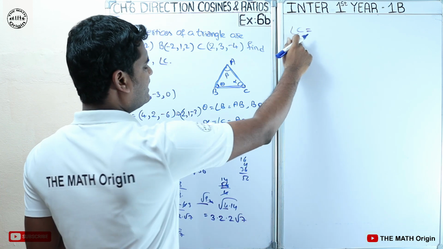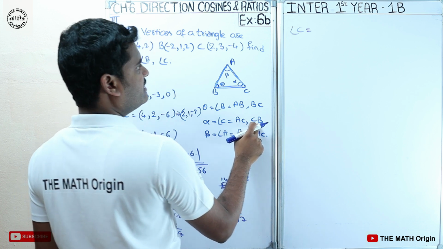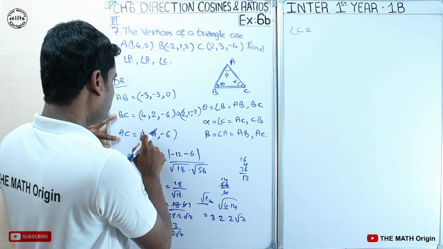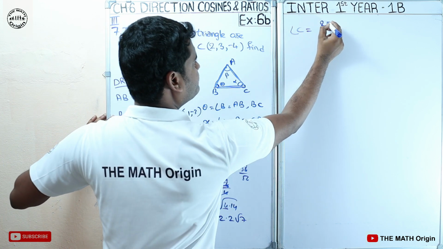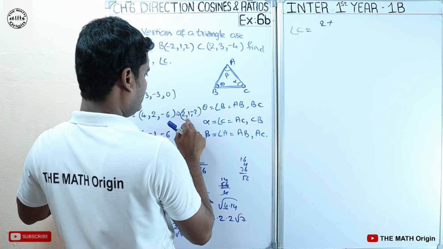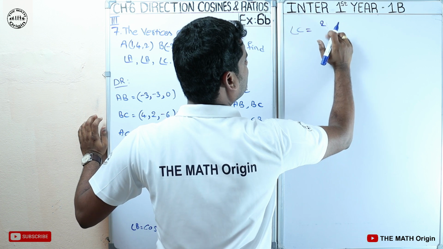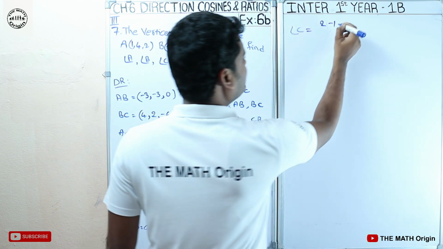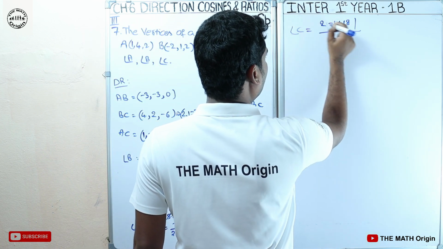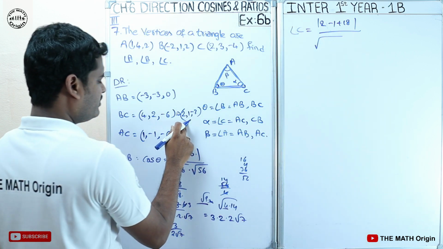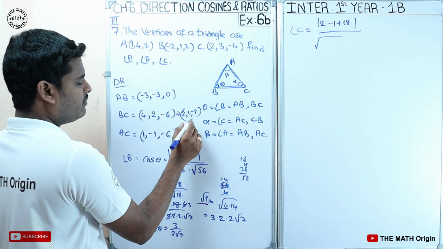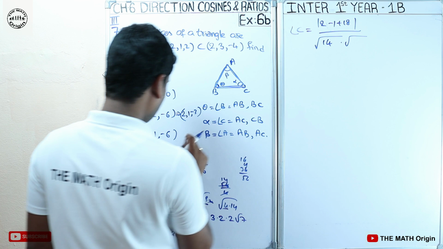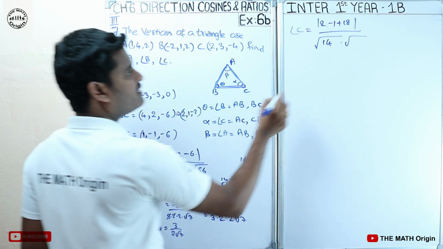Okay, now for angle C we need to have AC and BC. So AC value, AC we have, and BC value. Okay, so a1 a2: 1 into 2, plus minus 1 into minus 1, which is plus 1. Next minus 6 into minus 3 is plus 18. Okay, this is mod, divided by root of a square plus b square plus c square, which is 4 plus 1 plus 9, which is root 14, into next root of 36 plus 1 plus 1.